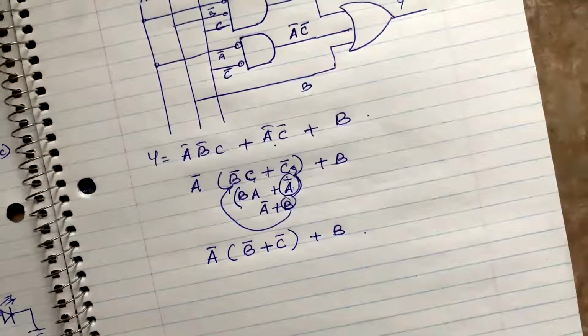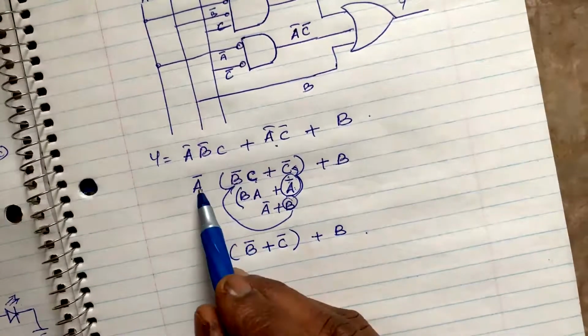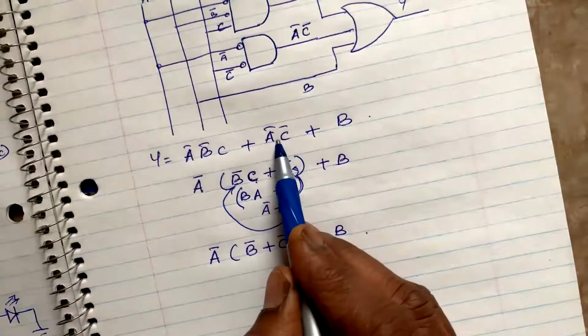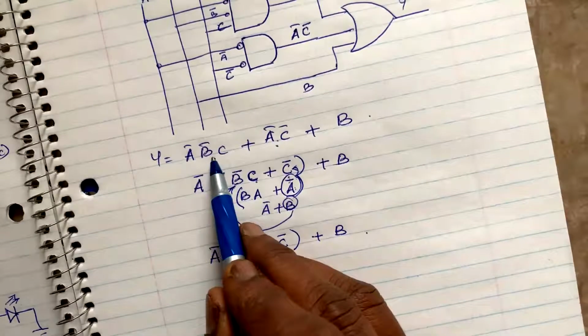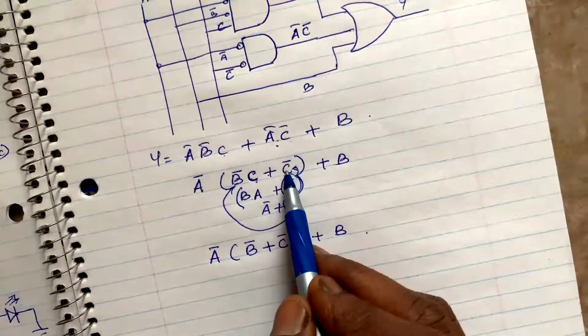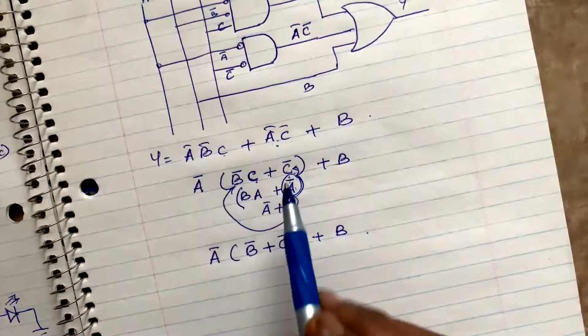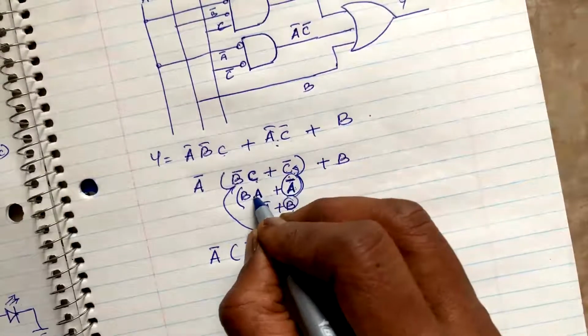Ma'am, can you please repeat it one more time after the second line? Yes. Here, in these two terms, I have taken A bar out. So I have B bar C plus C bar only in here. Now this part alone is like the special law A bar plus AB format.